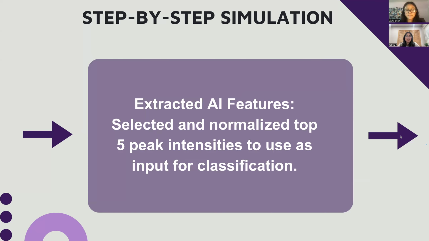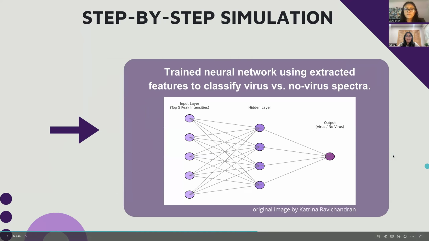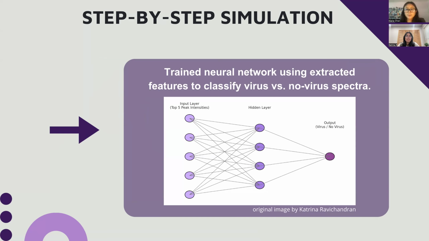And from the detected peaks, we selected and normalized the top five intensity values. These served as our AI input features, allowing the model to focus on the most informative parts of the signal. Finally, we use these features to train a neural network to classify samples as either virus present or virus free. The input layer receives five intensity values, then passes them through hidden layers and outputs a binary prediction of virus or no virus.